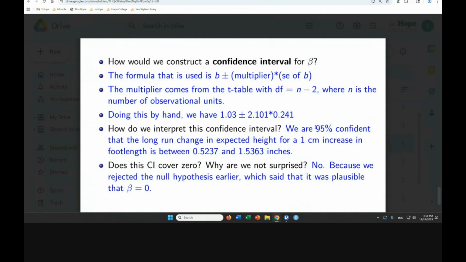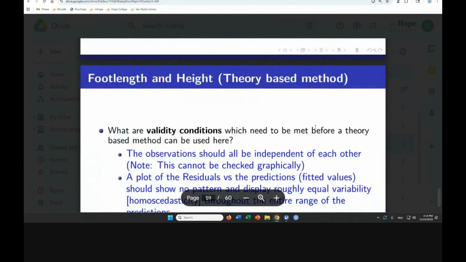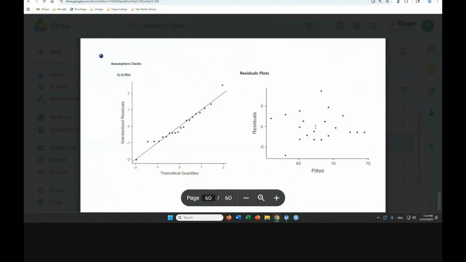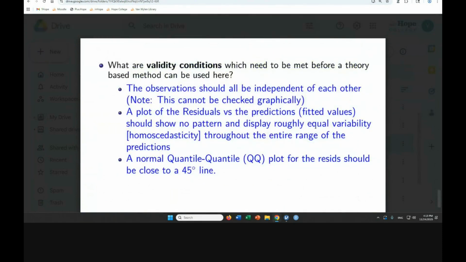The VCs are long, so I have printed them out for you. Is this in your slide? Okay, good. We'll talk about them though, and I'll show you how to get the graph as well. There are 3 VCs that need to be checked. First, all the people in your data set should be independent of each other. That's a very important VC. It is not checkable by drawing.